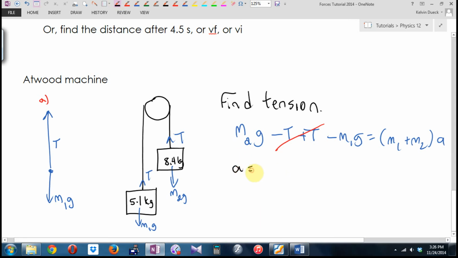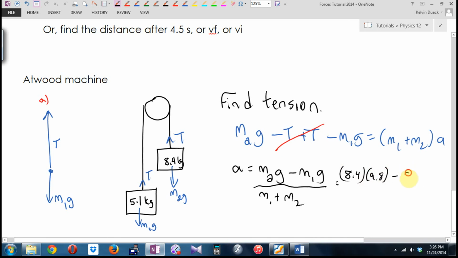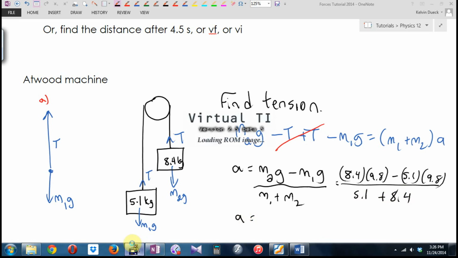So the acceleration is going to be M2G minus M1G all over M1 plus M2. 8.4 times 9.8 minus 5.1 times 9.8 all over 5.1 plus 8.4. I would trundle off to my trusty calculator.